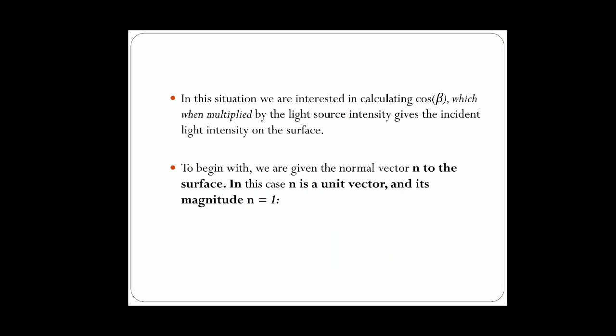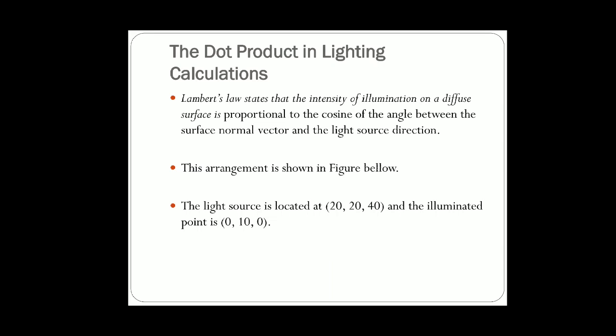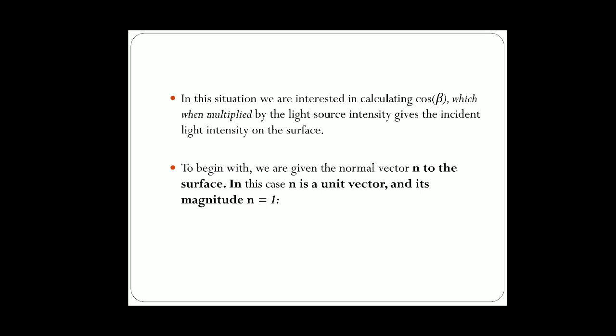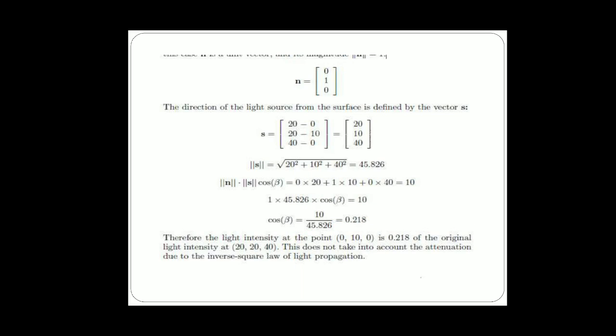So they have subtracted these values, and after separating them, they have calculated that value. After we get 20 minus 0, 20 minus 10, 40 minus 0, that is 20, 10, 40, that is the final value of s here. Now we can calculate the magnitude of s. For the magnitude, we take 20 squared plus 10 squared plus 40 squared, the whole root, and we get the answer 45.826.